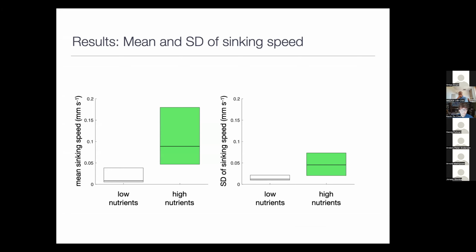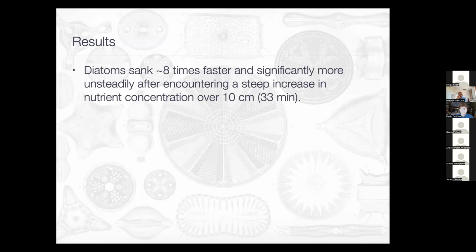So what you see here is as the cells move from low nutrients to high nutrients over those 10 centimeters, we see that the mean sinking speed increased by about 8 times, and the standard deviation of sinking speed, the unsteadiness, also increased significantly. So these diatoms are responding quite quickly to changes in nutrients, and this was somewhat surprising. Before, it was only known that diatoms could respond to nutrient changes, but most of these experiments happened over several hours to days.